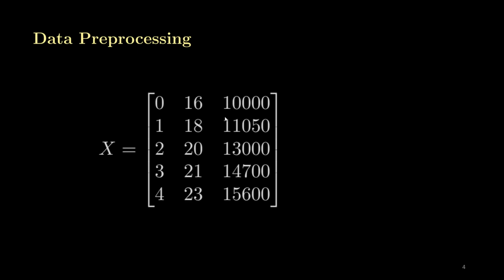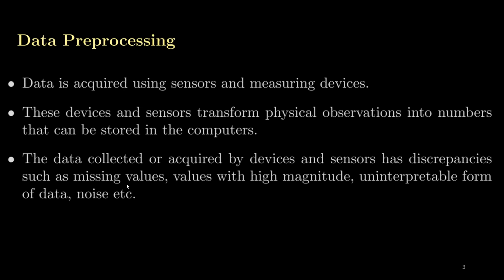So in this lecture, we learned why we need data preprocessing. We saw that there are many issues for which we need data preprocessing. These are the issues of missing values, the issue of features with different magnitudes, the issue of noise, and the issue of uninterpretable forms of data.